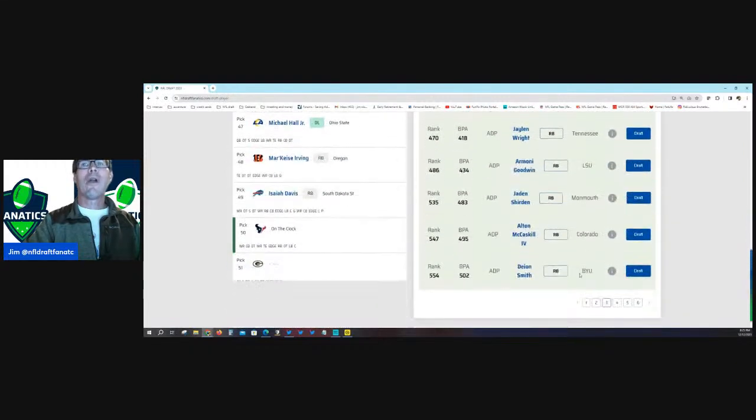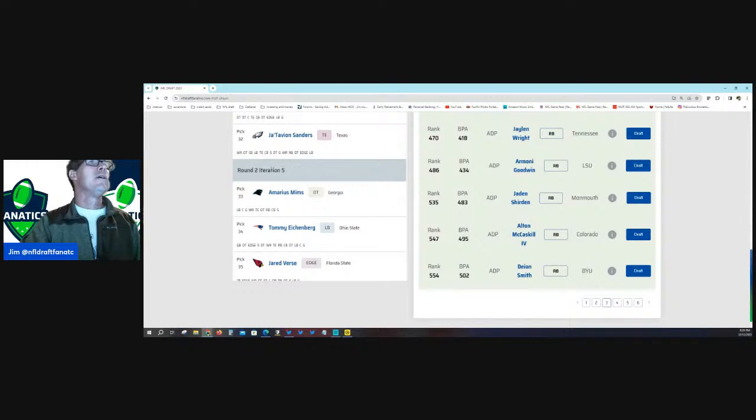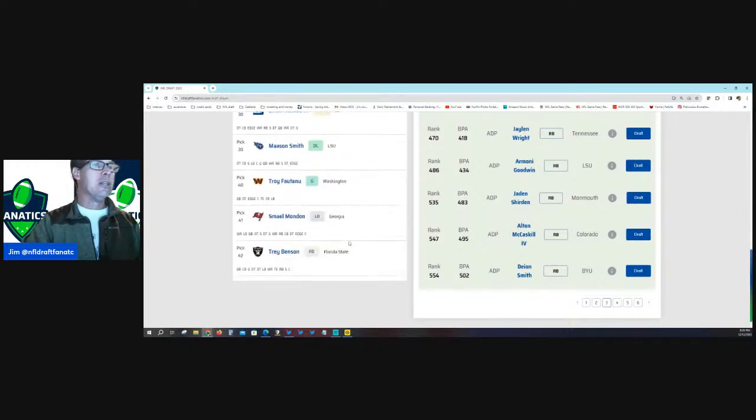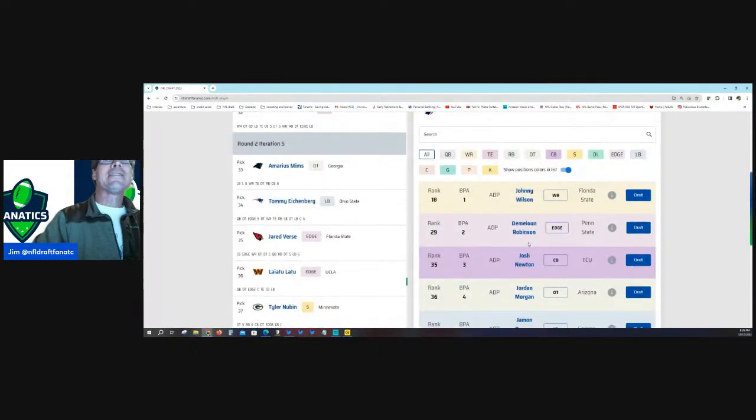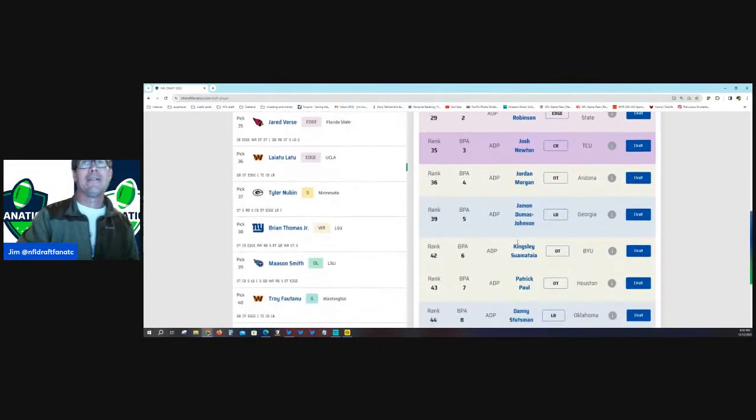So I've done the running backs that I wanted to pay attention to. We are in iteration 5 of 10. So now I have 6 other picks for the Texans in round 2. Let's start talking about the draft card here a little bit.